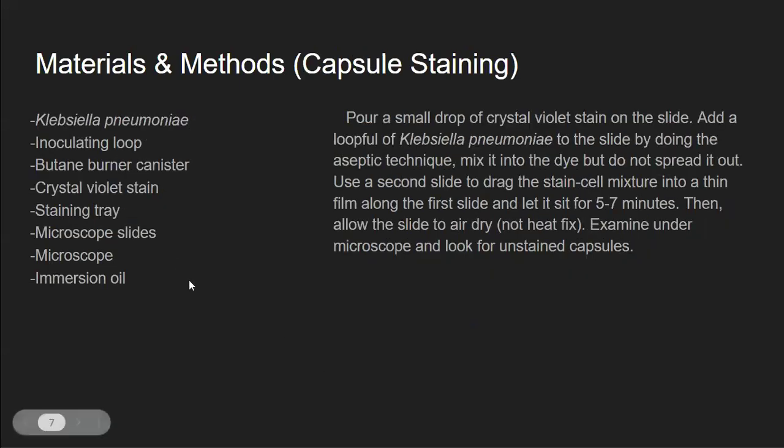These are the materials. Pour a small drop of crystal violet on the slide. Add a loopful of Klebsiella pneumoniae to the slide by doing the aseptic technique. Mix it into the dye, but do not spread it out. Use the second slide to drag the stain cell mixture into a thin film along the slide and let it sit for 5 to 7 minutes. Then allow the slide to air dry. Do not heat fix. Examine under microscope and look for unstained capsules.